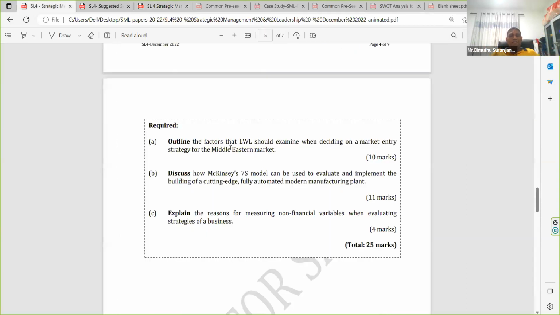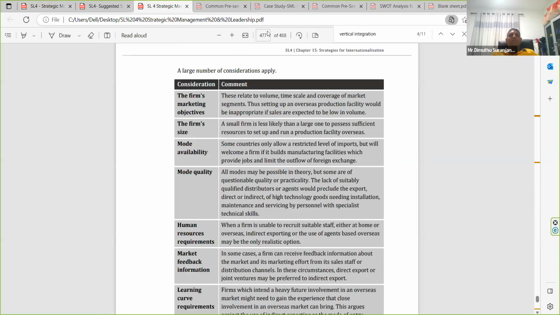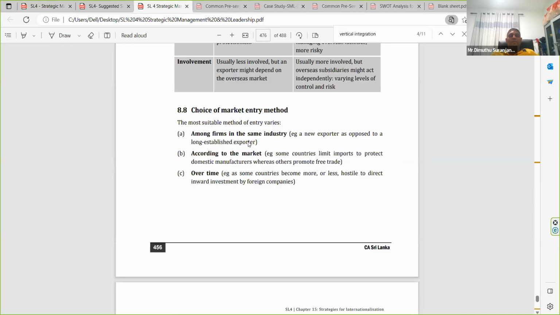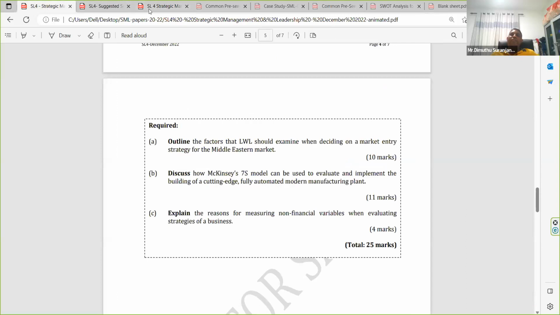Now the question is the outer factors that LMS should examine when deciding on a market entry strategy for the Middle Eastern market. 10 marks, right? So now when you look at about these questions, there are a large number of considerations apply. Right? When you're thinking about market entry, right? Now even see, find out the place where the question is raised is a difficult one. Not an easy job, guys, this one.